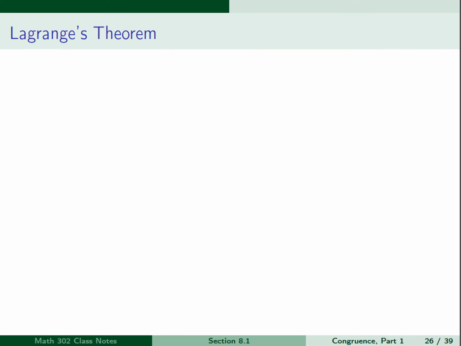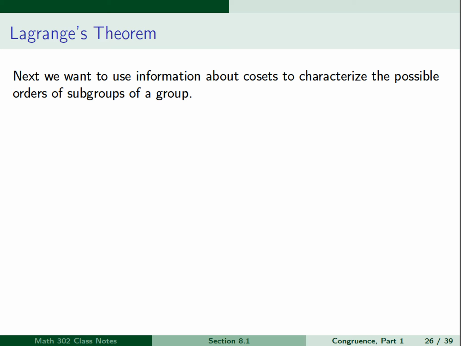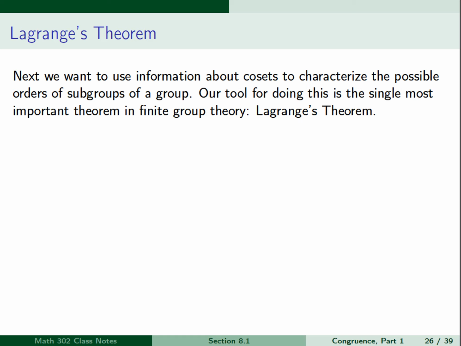Next, we want to talk about Lagrange's theorem. We want to use our information about cosets to characterize the possible orders of subgroups of a group. And our tool for doing this is what is generally considered the single most important theorem in finite group theory, Lagrange's theorem. So we first need a preliminary result.